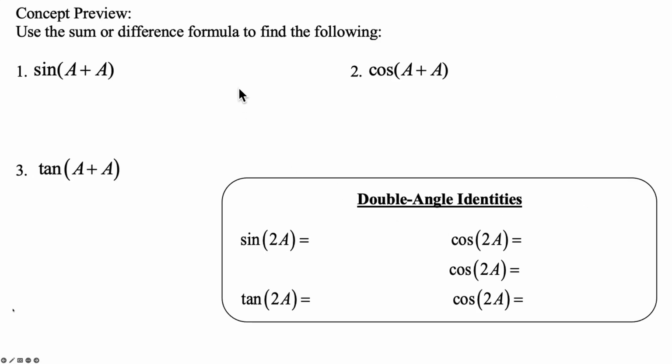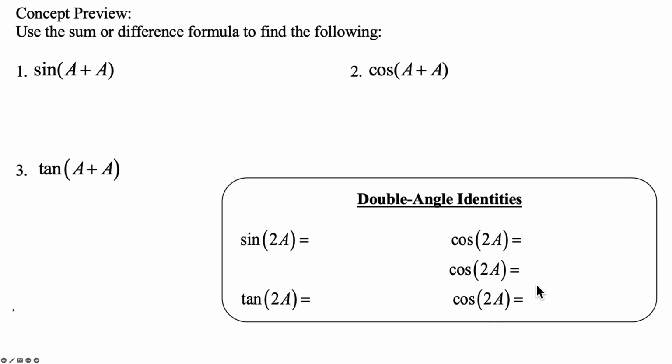All right, so to build your double angle, we're going to go back to our sine, cosine and tangent of our sum of two angles. But what we're going to do is we're going to make the B into an A. So we have A plus A for all of our sum identities. Well, when we simplify that, sine of A plus A, that'll be sine of 2A. Tangent of A plus A is tangent of 2A. Cosine of A plus A will be cosine of 2A.